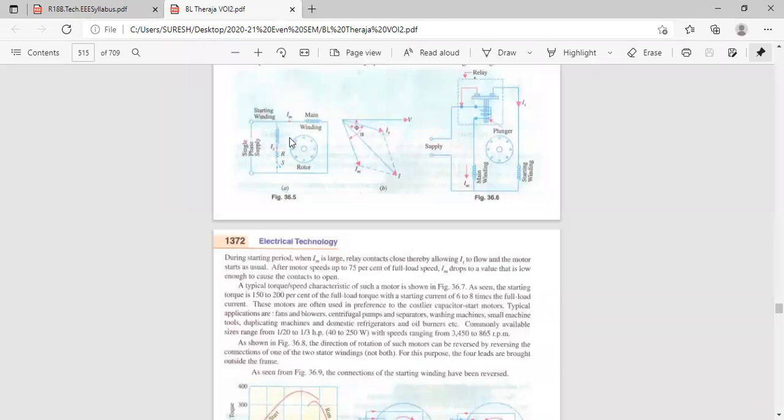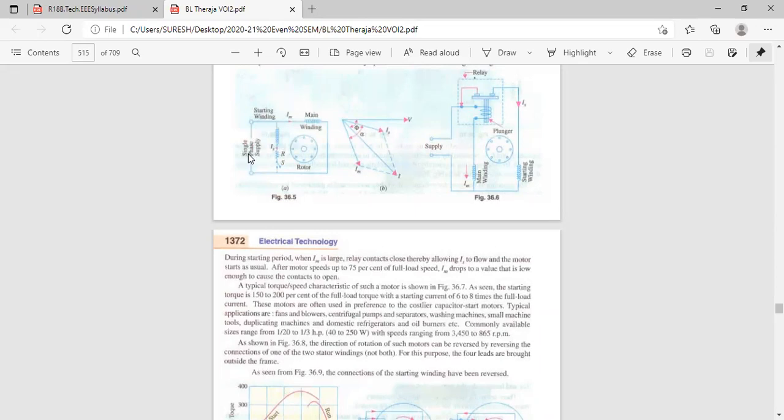The starting winding is connected only for creating the torque. It has a role only for starting purpose. Our winding is the main winding. This main winding is connected to single phase supply. Let us assume there is no starting winding for the time being. Only we have the main winding, and it is connected to single phase supply.